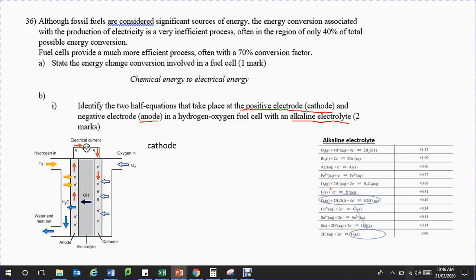If we had it under acidic conditions, we'd have oxygen being reduced and forming our hydrogen ions. But because it's under alkaline conditions, we want hydroxide ions forming. So that's a reaction that's going to occur at our positive electrode, our cathode. Here we've got our oxygen coming in.